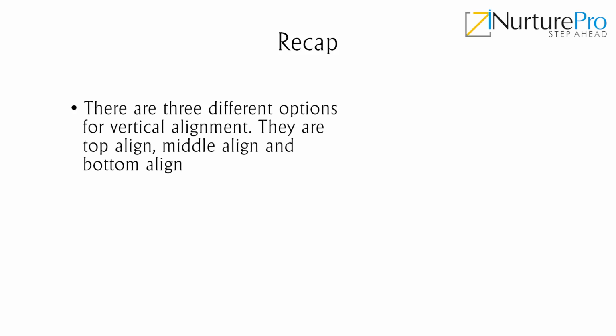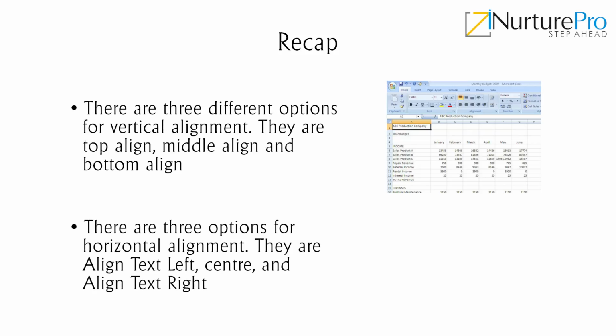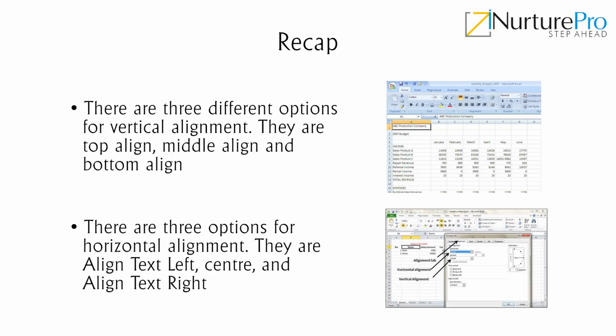Let us have a quick overview of what we have learnt. There are three different options for vertical alignment. They are Top Align, Middle Align, and Bottom Align. There are three options for horizontal alignment. They are Align Text Left, Center, and Align Text Right.